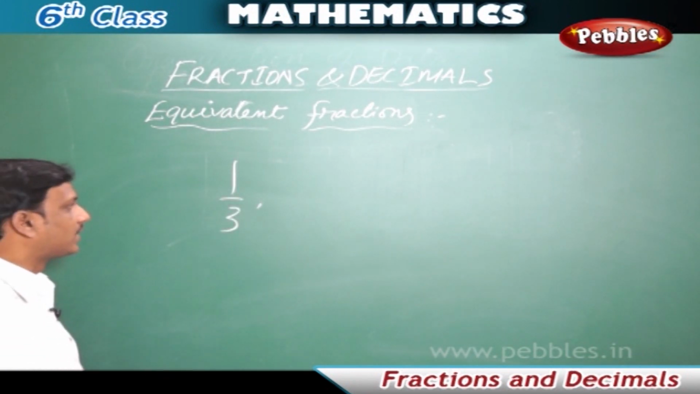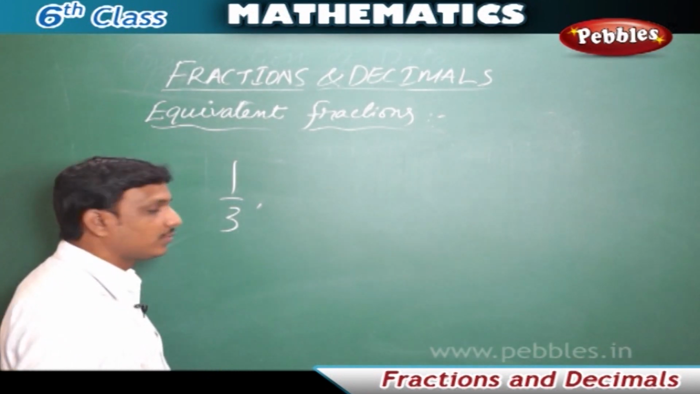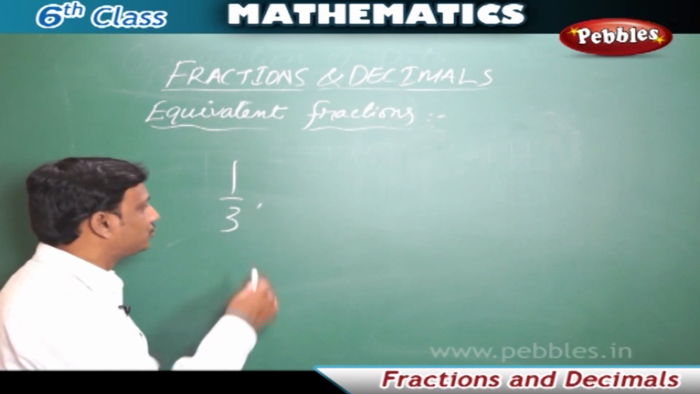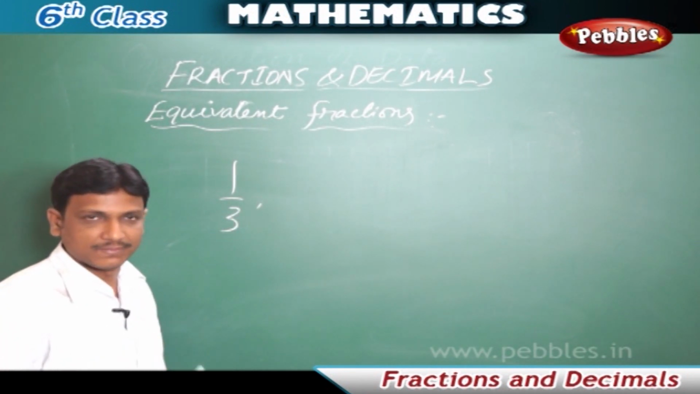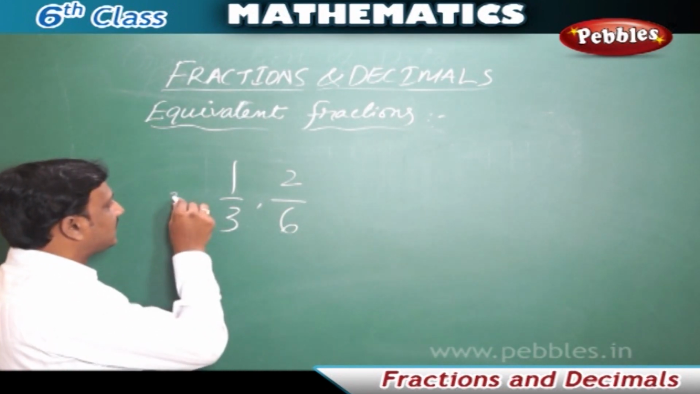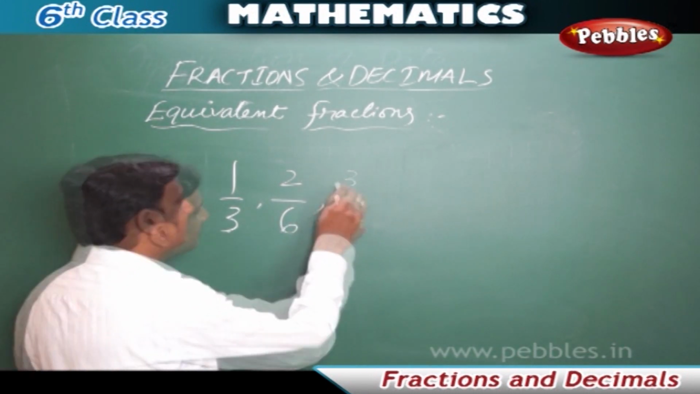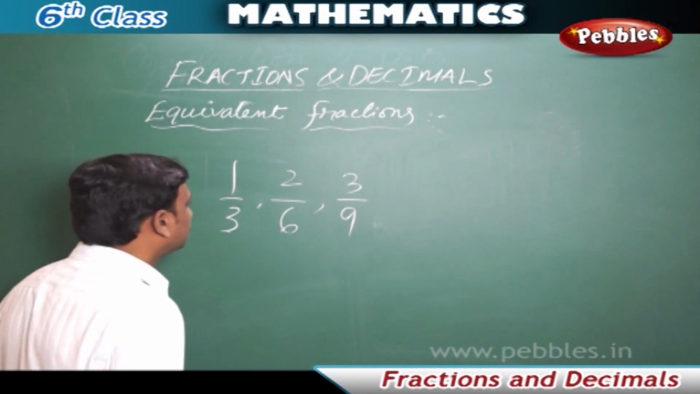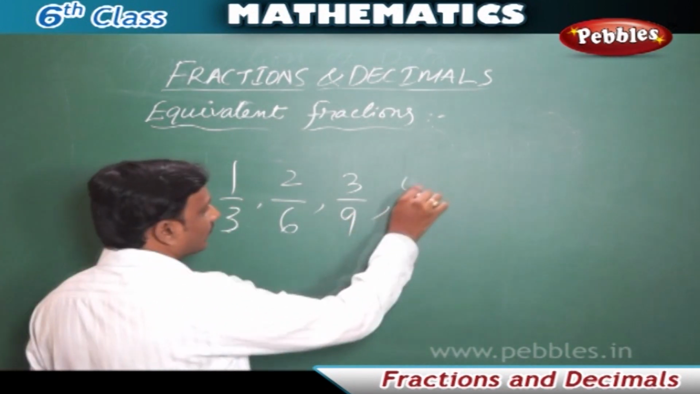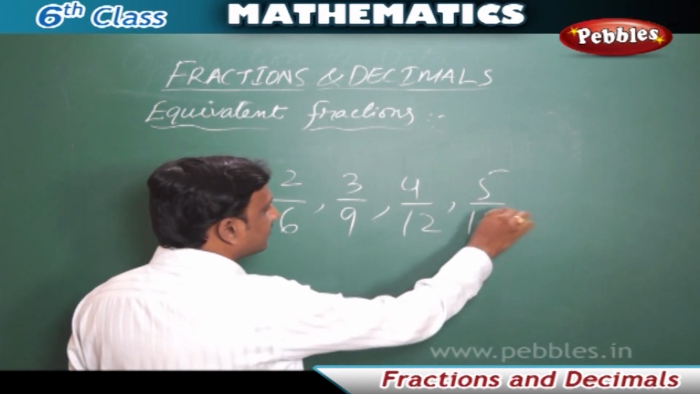Now let us see how to write equivalent fractions for this 1 by 3. To write an equivalent fraction for a fraction, we have to multiply its numerator and denominator with the same number. Here we can write 2 by 6. For example, with 2 we multiply: 2 ones are 2, 2 3s are 6. We can write 3 by 9. So this 1 by 3 is multiplied with 3. 3 ones are 3, 3 3s are 9. 4 by 12. 5 by 15.